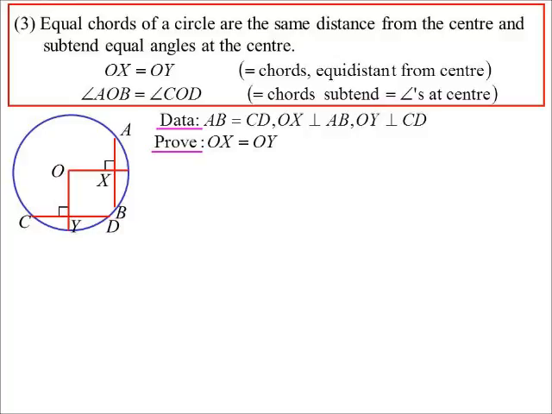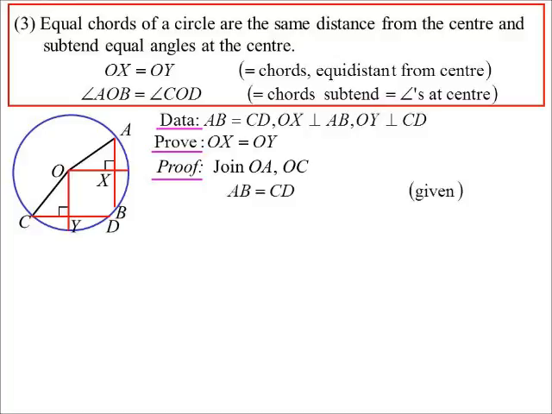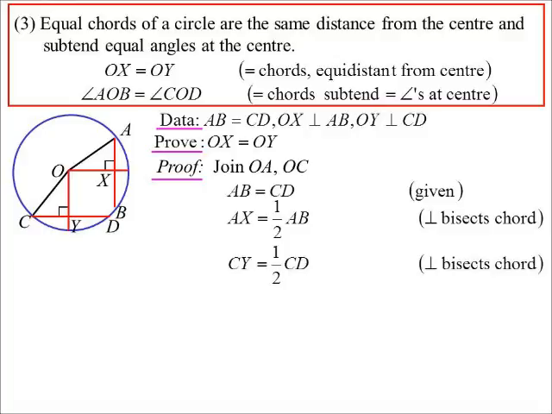Because they're the distances we want to find. We're going to prove OX is equal to OY. You'll never guess how I'm going to do it. Using congruent triangles, amazingly enough. Okay, I'm going to join OA and OC this time to create a couple of triangles there. So AB equals CD. That information was given to me. The chords are of equal length. So AX would equal half of AB, because I know the perpendicular bisects the chord. CY is equal to half CD, perpendicular bisects the chord.